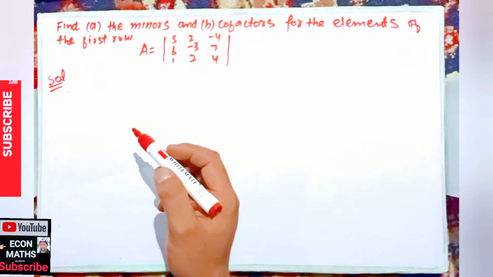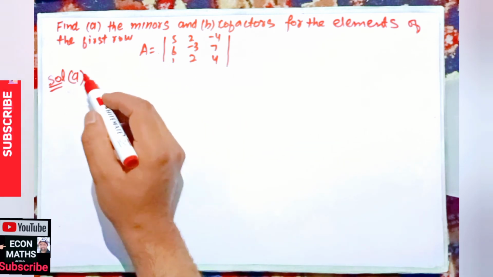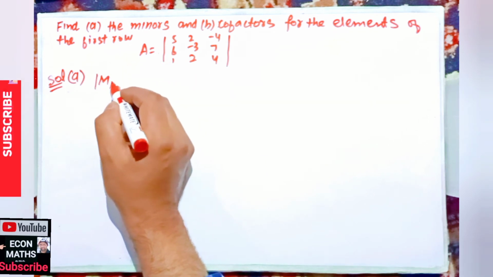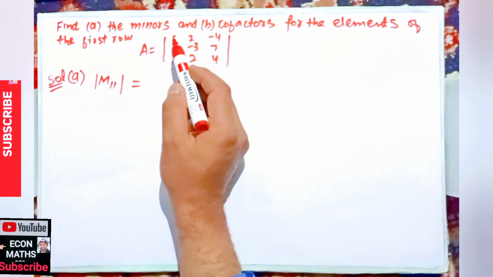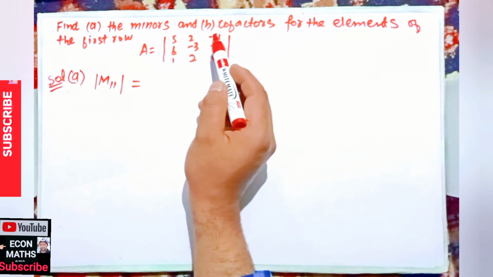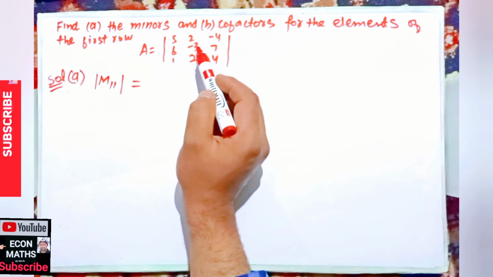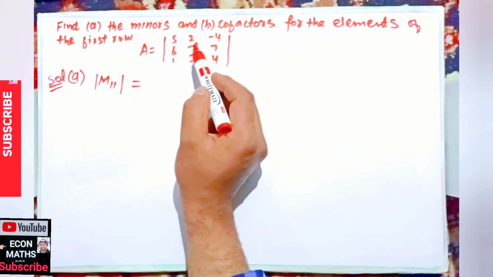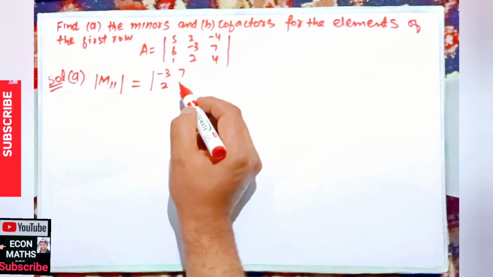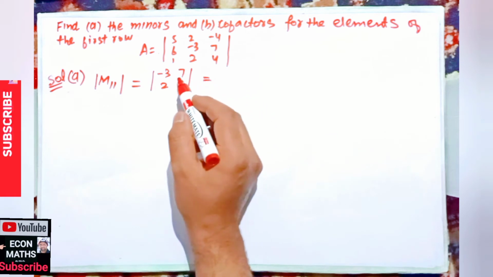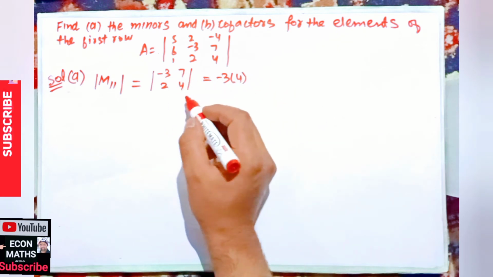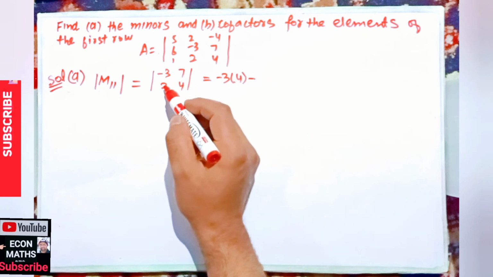To find the minor, first finding the minor, this is the A part. Now the first minor, denoted by M11, that is the minor at the first place: we mentally delete the row and the column in which the first element appears and take the determinant of the remaining elements. The remaining elements are these four elements, -3, 2, 7, 4. Now solving this, it is -3 into 4, that is multiplying these two elements, and from there subtracting the product of these two elements.